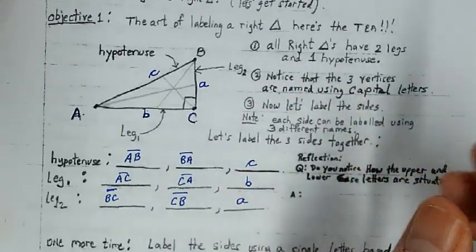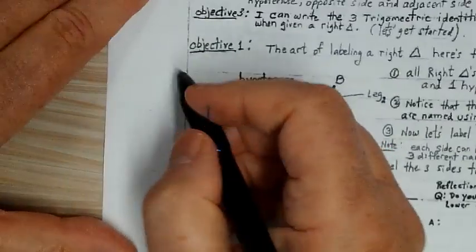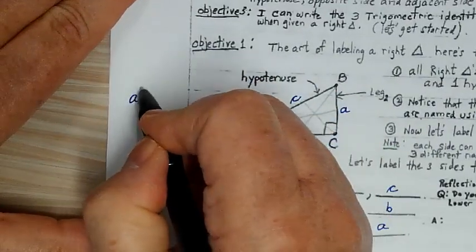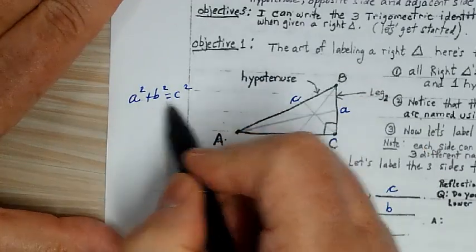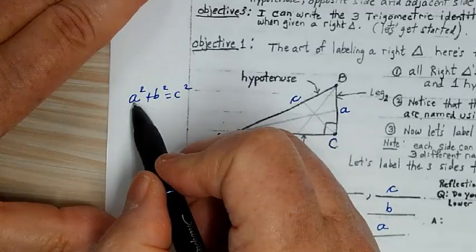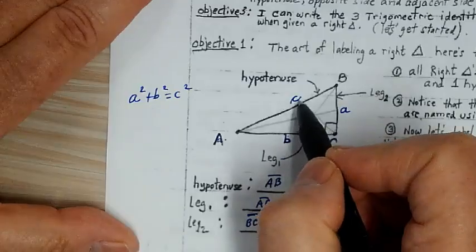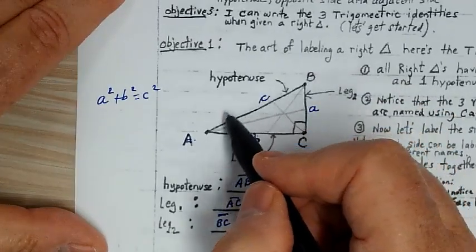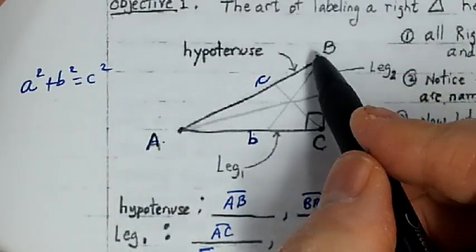That's why, just as a side note, if you remember in your lives seeing this, a squared plus b squared equals c squared, that's the Pythagorean theorem. Notice that the Pythagorean theorem has always been written out with lowercase letters. Why? Because they represent the sides. Sides are always written with lowercase letters. Whenever you see a capital letter, that means you're talking about an angle.